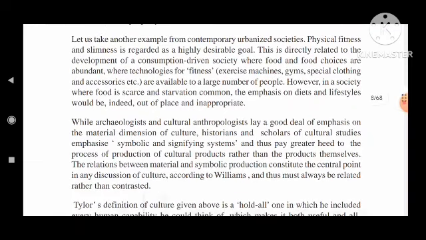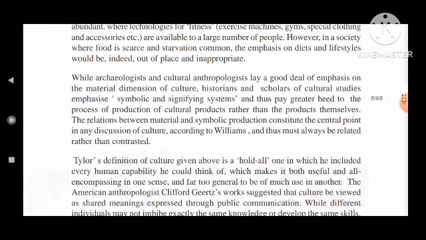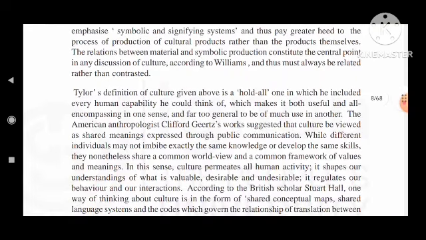While archaeologists and cultural anthropologists lay a good deal of emphasis on the material dimension of culture, historians and scholars of cultural studies emphasize symbolic and signifying systems, thus paying greater heed to the process of production of cultural products rather than the products themselves. The relations between material and symbolic production constitute the central point in any discussion of culture according to Williams, and thus must always be related rather than contrasted.